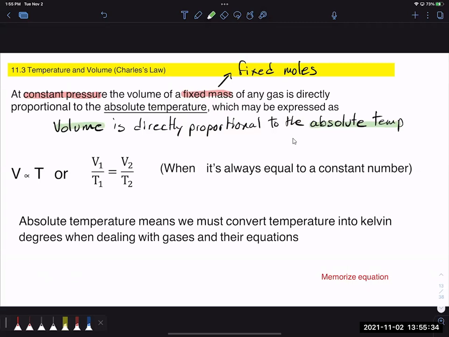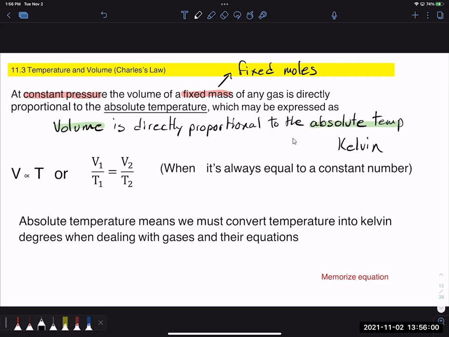Volume, absolute temperature. So this is where we need to be using kelvins. When we're looking at pressure and volume, those are inversely proportional. So if one goes up, the other has to go down. Directly proportional means that if we increase volume, we have to increase temperature. Or if we decrease temperature, then we decrease volume.